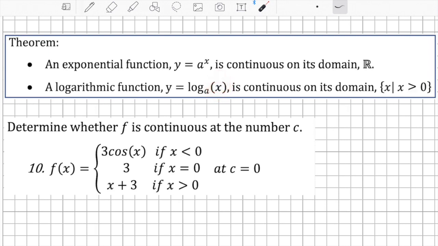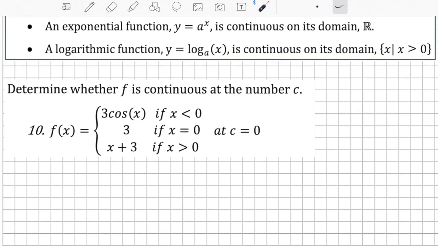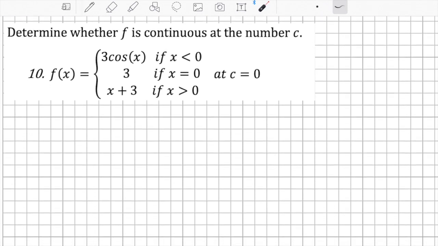So what that means is this: whatever you have in here, you have to set it to greater than 0 and then solve for x, and that'll be your domain. Okay? All right, so let's see.